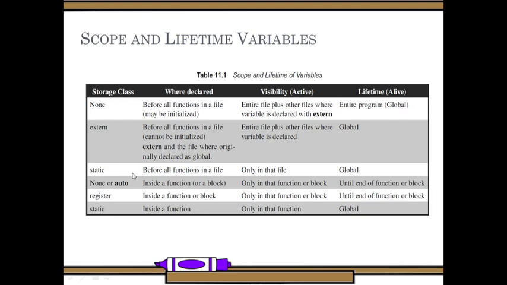And then static, before all the functions in the file. We have to declare it before any functions we are using. Its scope is only local to the particular file where it has been declared.